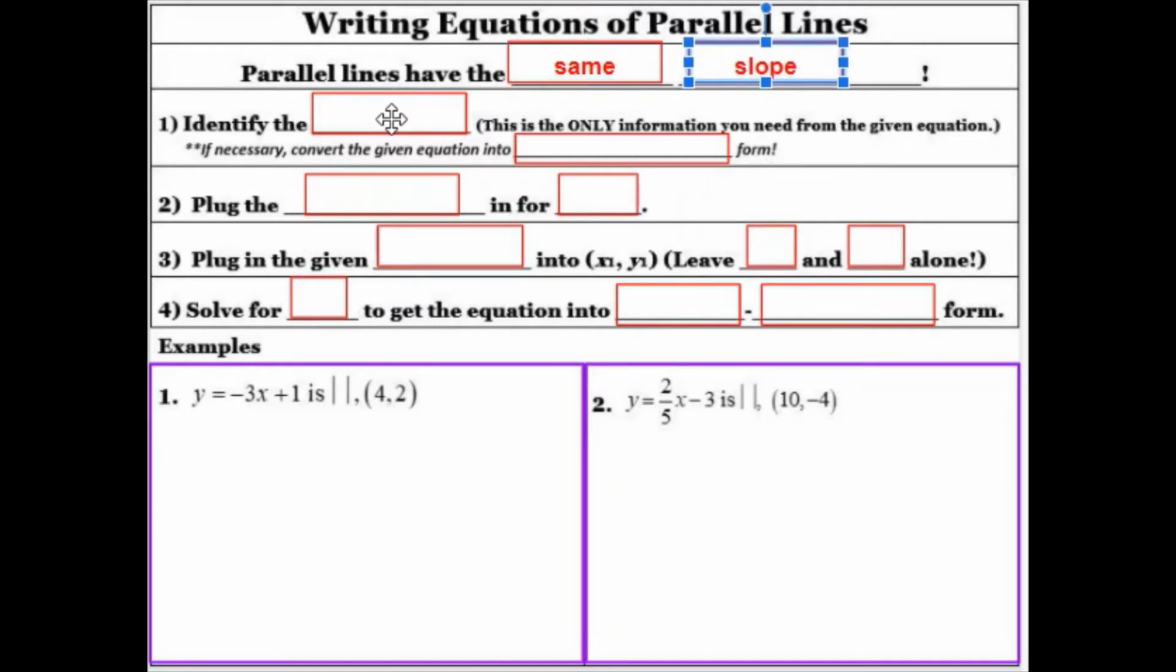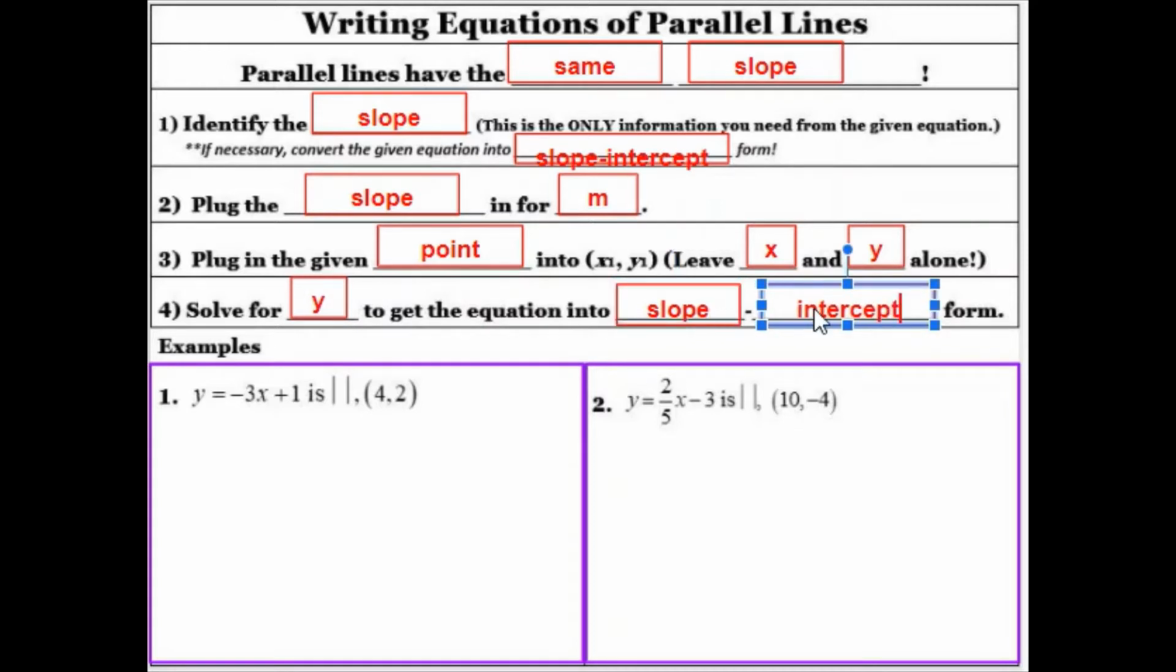So from the equation they give me, we want to identify what the slope is, and this is the only information that we're going to need. If necessary, convert it into slope-intercept form so that we know what the slope is. Then you're going to take your slope and plug it in for m. Plug in your point into point slope form into your x1 and y1, and just like last time, leave your x and y alone.